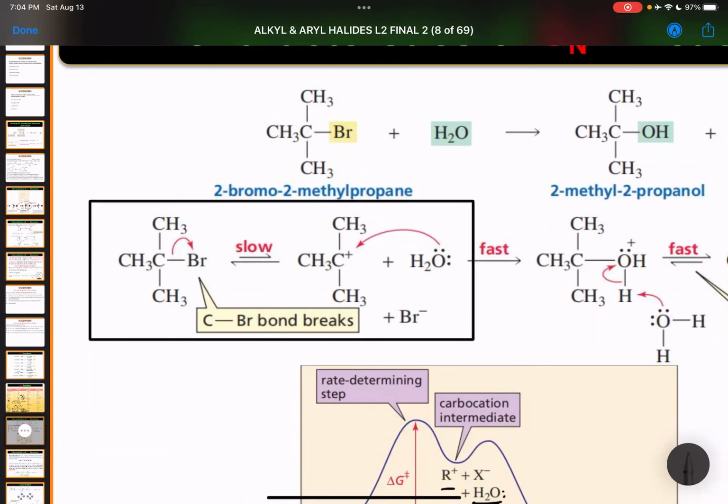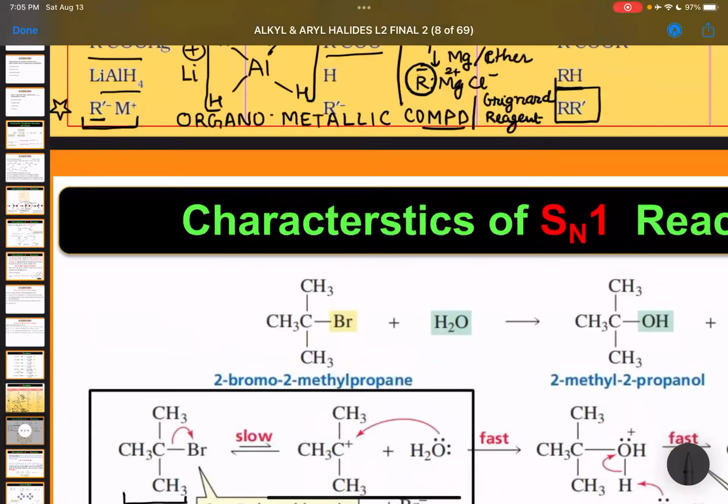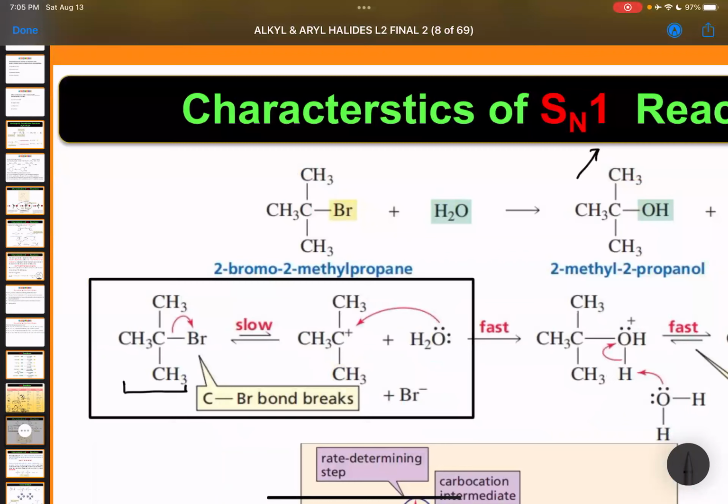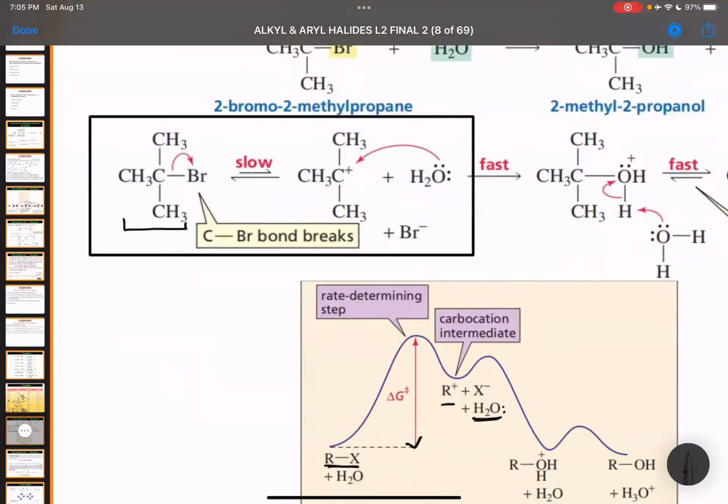If you look here, only one substrate molecule was involved. Unlike SN2, where two molecules were colliding, the nucleophile colliding with the substrate molecule, and that resulted in the reaction. But in this case, only one molecule is involved. That's why it is called unimolecular, SN1.